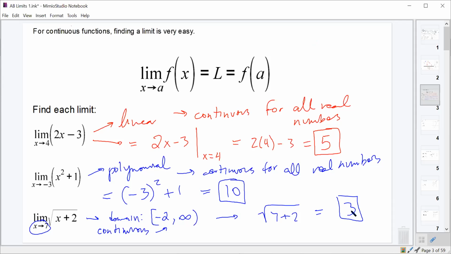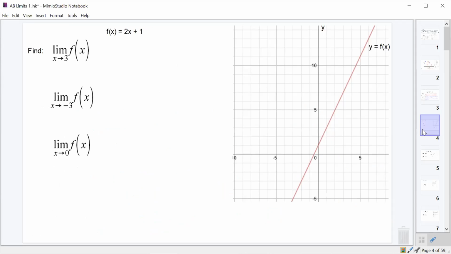Perfect. All right. Now we're going to do some really, really difficult work here. We're going to take a look at this very difficult function, 2x plus 1, and just make sure we've all got this solidly. What's the limit as x approaches 3 of f of x?